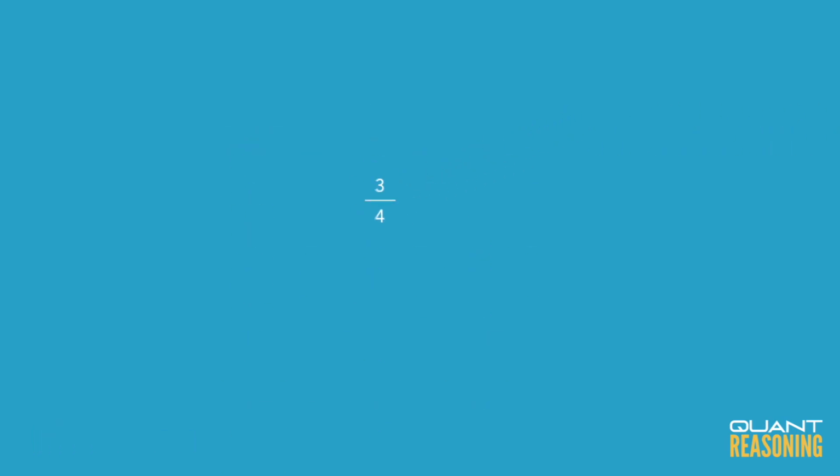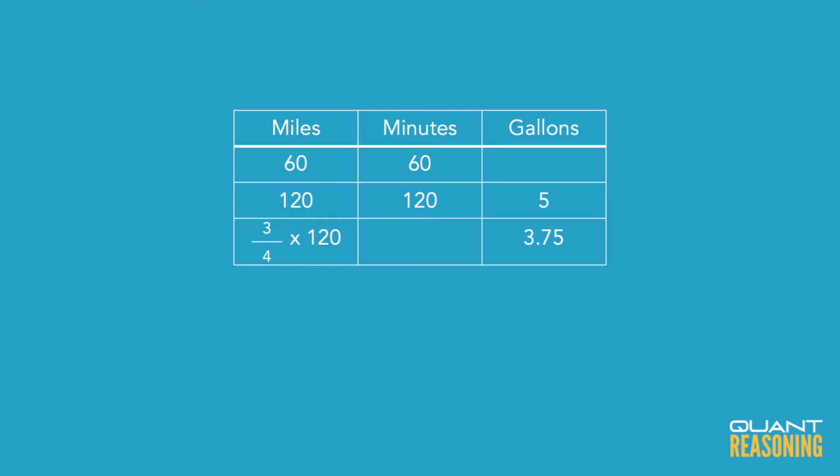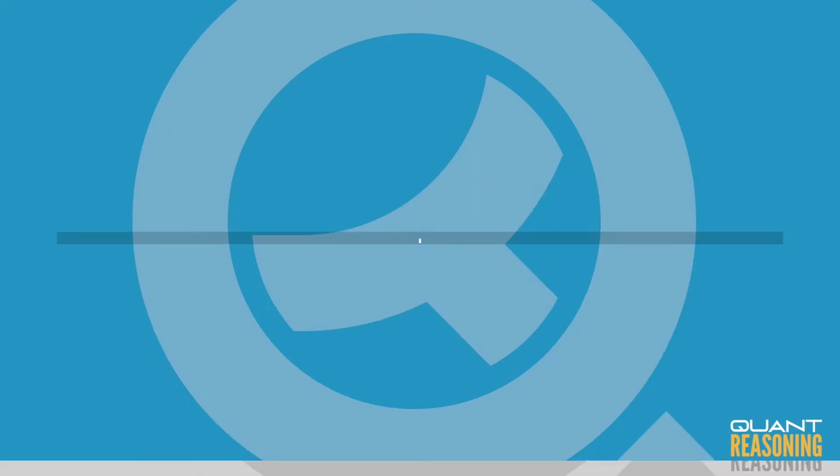So based on that, we can say the car only traveled 3/4 of 2 hours, and therefore it would only cover 3/4 of 120 miles, which is 90 miles.